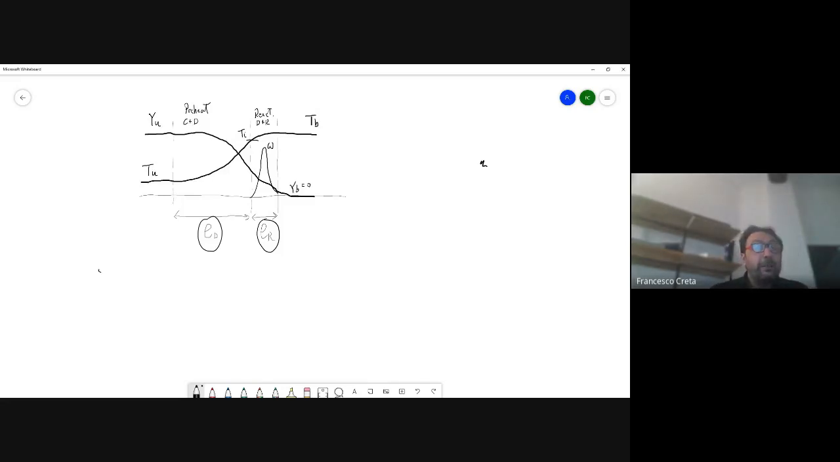Can we estimate the ratio of the reaction layer length to the diffusion or preheat length or thickness? So this ratio here, LR over LD. Now, we can, by adopting a sort of simplified approach.